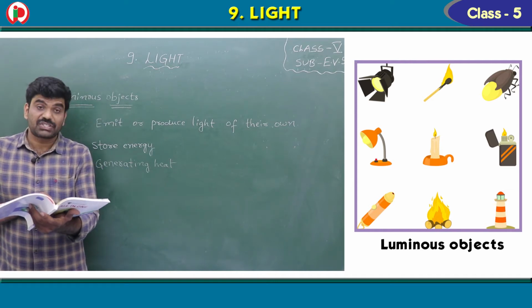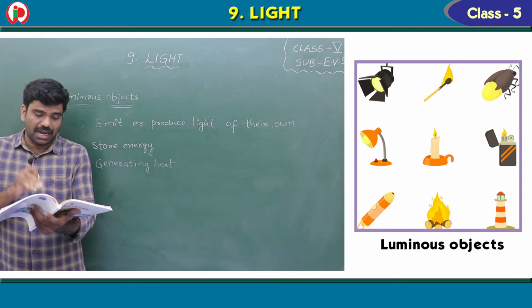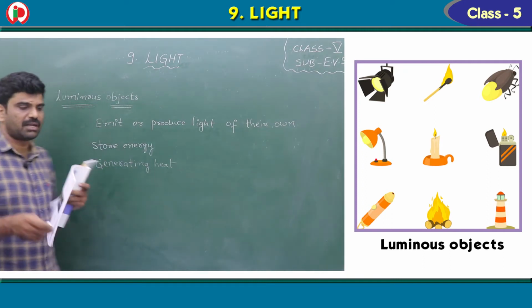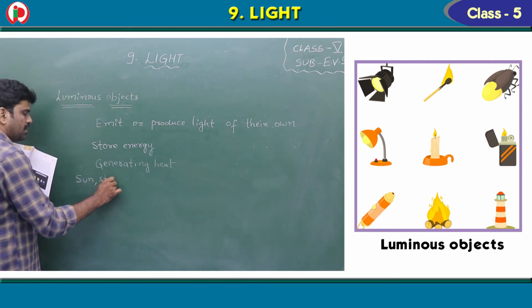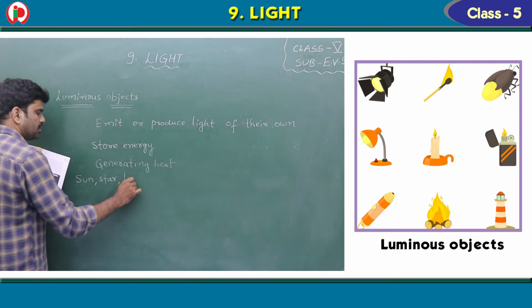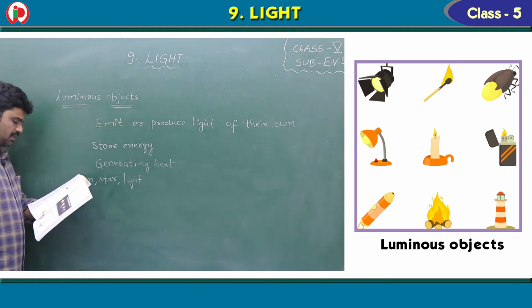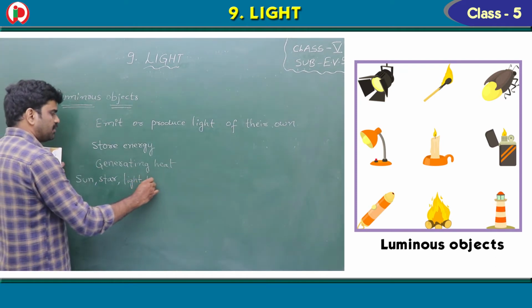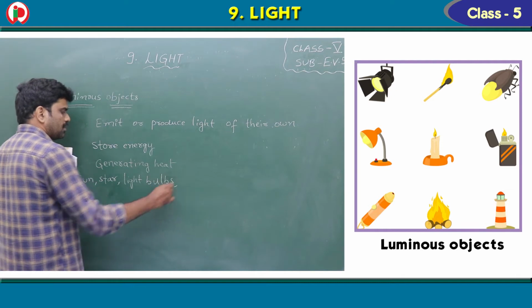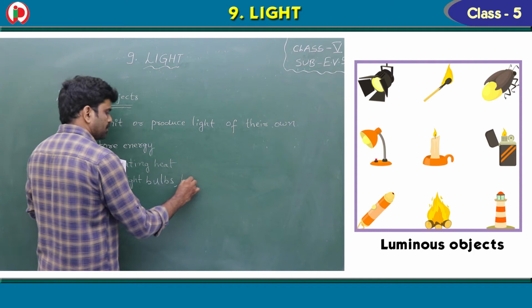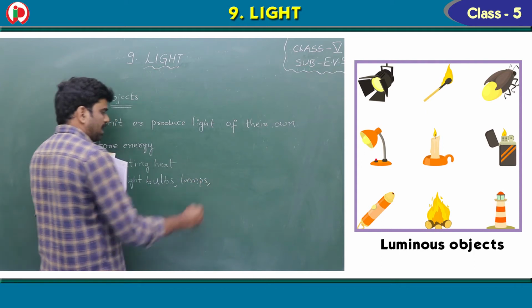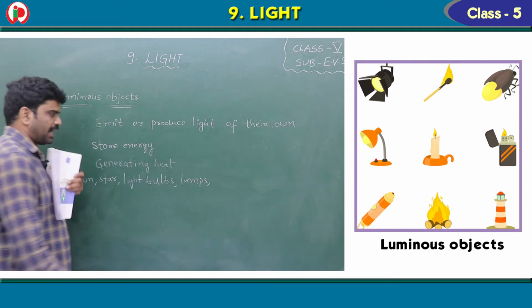The sun, stars, light bulbs, lamps, lighted candle. So what are the examples? Sun, star, light bulbs. Next one is lamps. Next one is lighted candle.